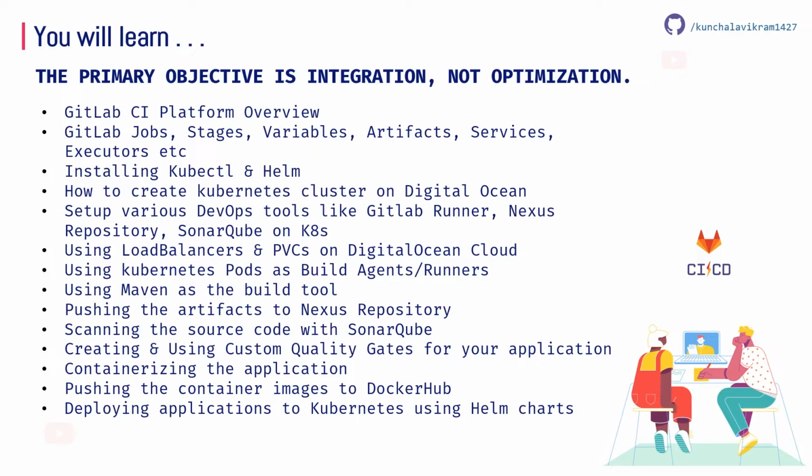And we'll see how to run our jobs inside Kubernetes pods, use Maven as the build tool, and how to push the artifacts that are generated out of the build process to Nexus Repository. We'll also see how to scan our source code with SonarQube, creation of custom quality gates for the application, how to containerize the application and push the images to DockerHub. Finally, we'll end the session with deploying our application onto Kubernetes using Helm charts.